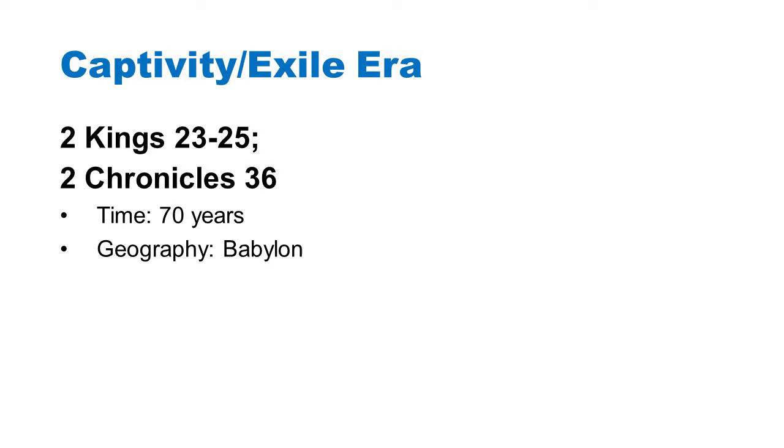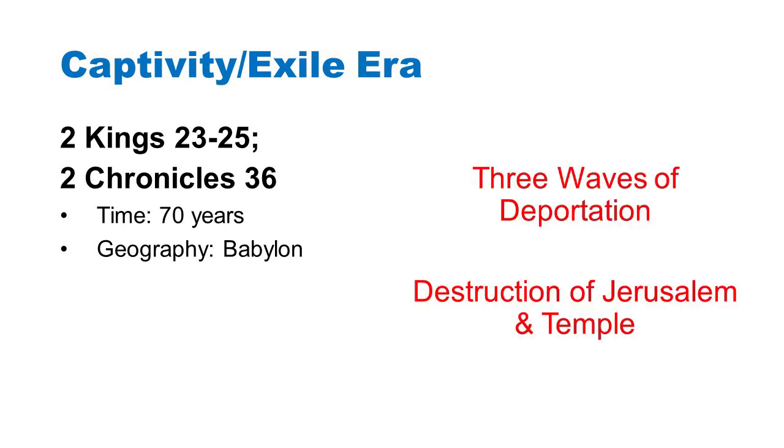Now, in the books of history, there's not a lot. There's a few chapters in 2 Kings and 2 Chronicles. We also learn some more from some of the books of prophecy about this time period, but not a whole lot of real estate is given to this time period per se. It lasted about 70 years. They're carried off into captivity into Babylon. There's 3 waves of deportation that Nebuchadnezzar leads.